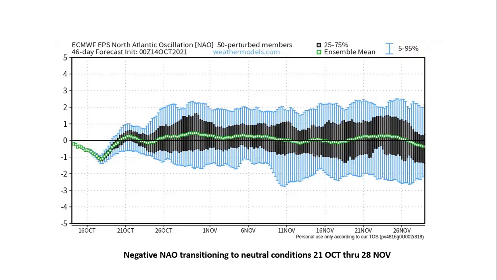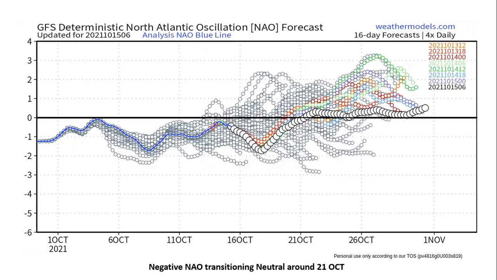Generally, what we're looking at here is a fairly neutral NAO, basically starting from 21 October through 28 November, almost like a flat green line there, right? The GFS deterministic NAO forecast shows a negative NAO, eventually transitioning towards neutral around the 21st of October, and then remaining that way out to the end of October.